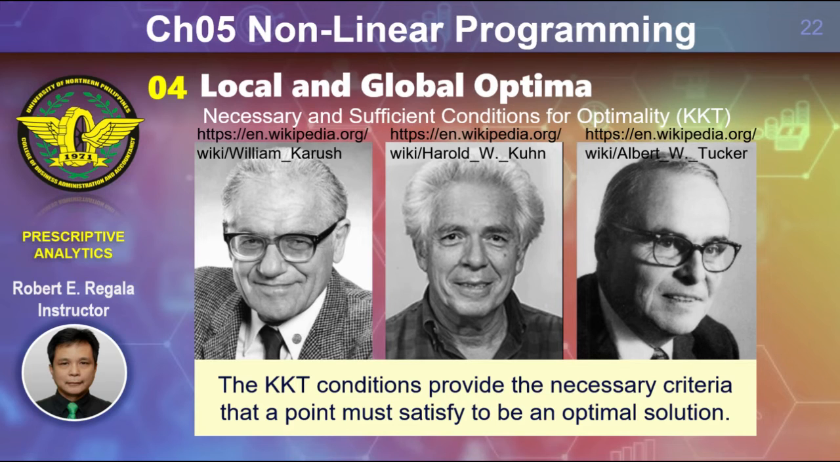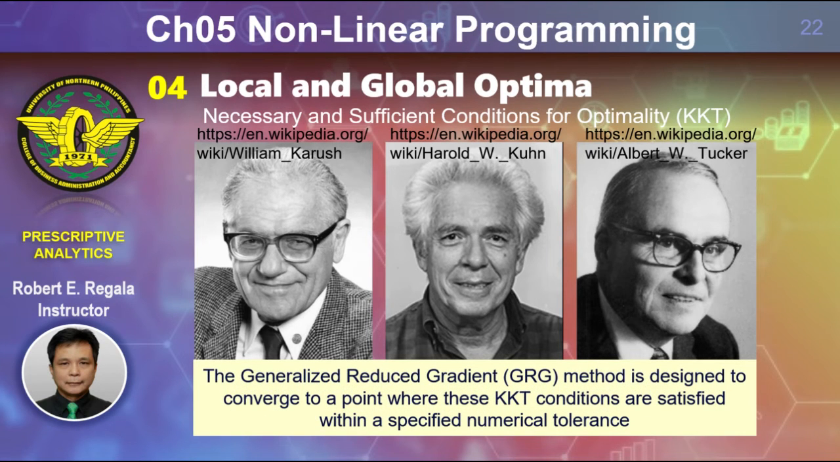The numerical search algorithms used in computational optimization, such as the generalized reduced gradient or GRG method, are essentially designed to converge to a point where these KKT conditions are satisfied within a specified numerical tolerance. Specifically, convergence requires the projected gradient of the objective function, the gradient projected toward the feasible region, to be sufficiently small, approaching zero, and the projected Hessian matrix of second derivatives to be positive definite for minimization or negative definite for maximization.